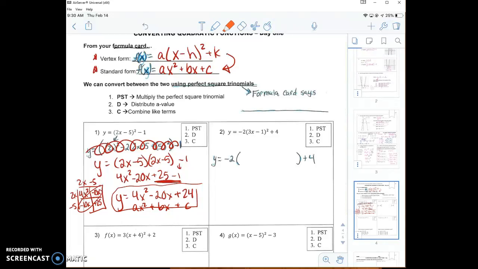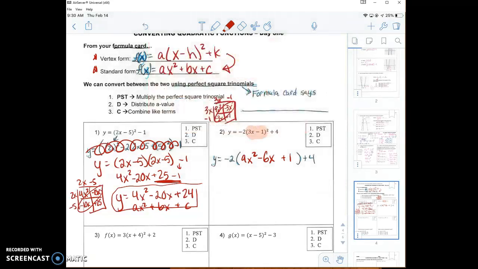On number 2, same thing. I'm going to start with multiplying my 3x minus 1 squared. So if I go over here and I use my box, 3x minus 1, 3x minus 1. 3x times 3x is 9x squared. 3x times negative 1 is negative 3x. Again, negative 3x, and negative 1 times negative 1 is plus 1. So this makes 9x squared, negative 3 and negative 3 is negative 6x, plus 1.